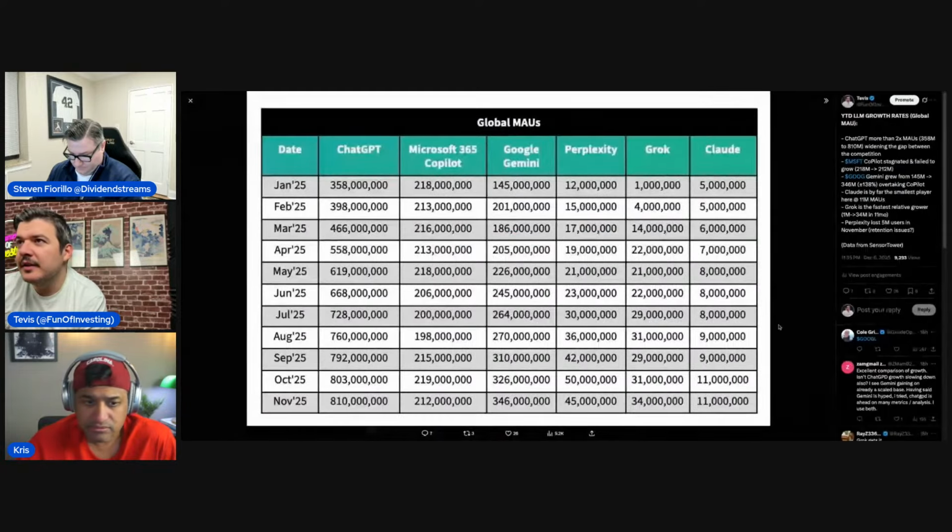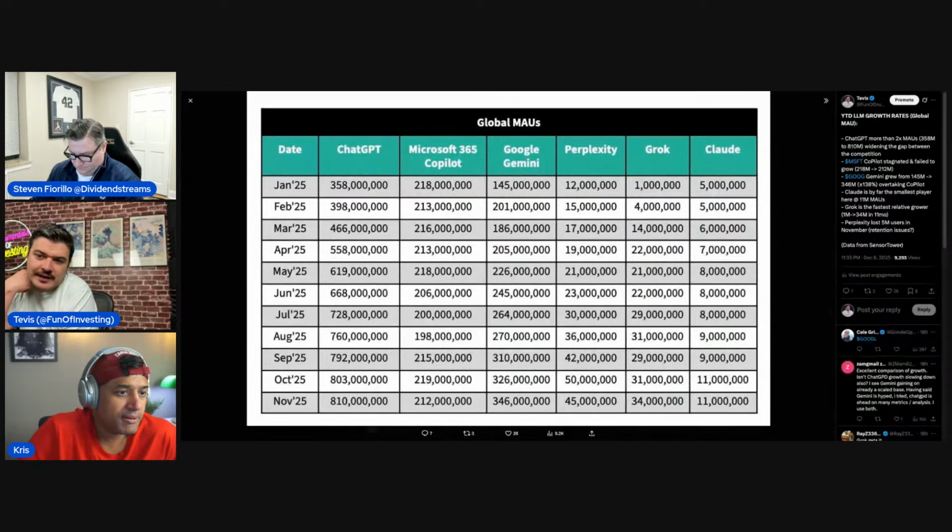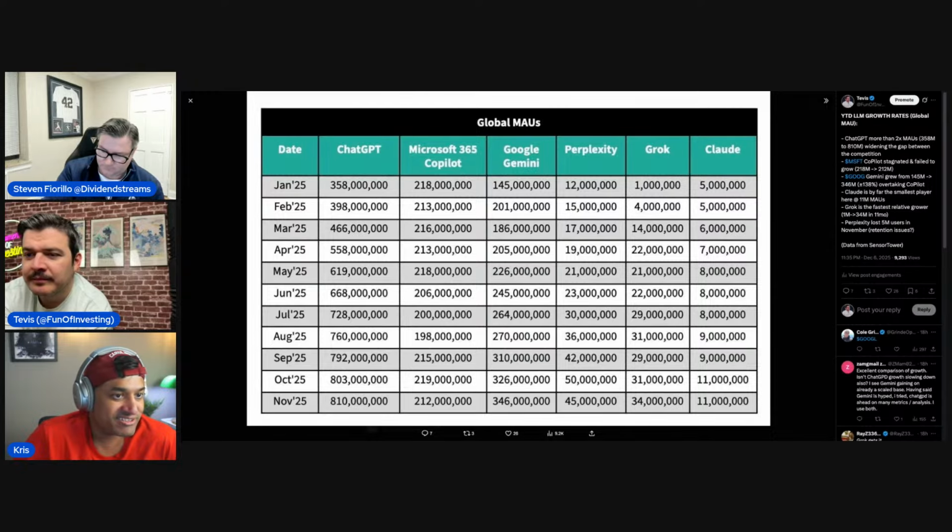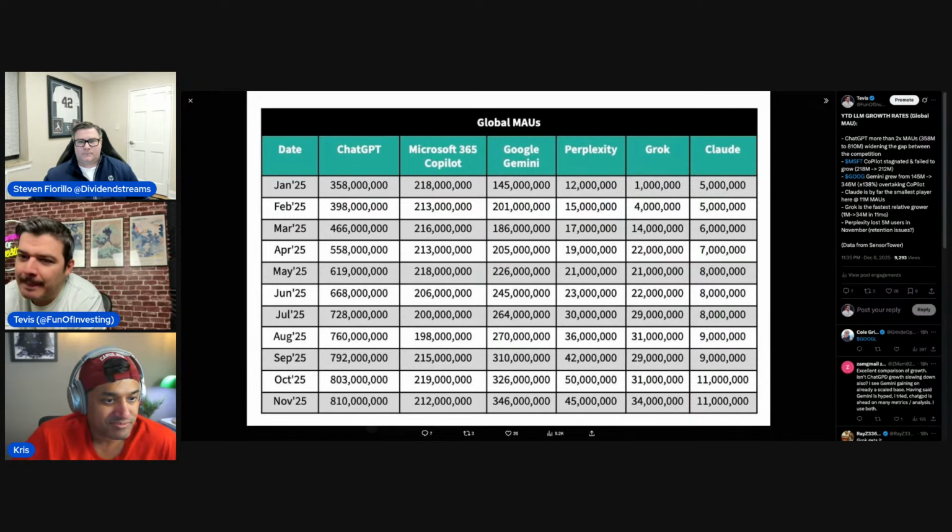Hold on, let me throw this up. I posted this earlier yesterday. Steve, can you throw this up? Yes, I can. Did you see this, Chris? This is Sensor Tower data on MAUs across different LLMs. Did I tell you guys? I switched over to Google completely, to Gemini. It's so much better. I love it. Yep. I love it.